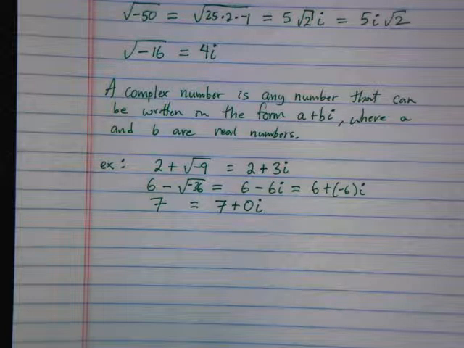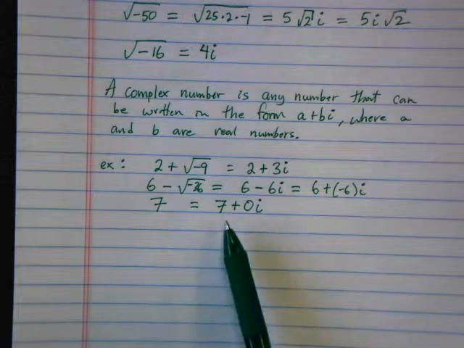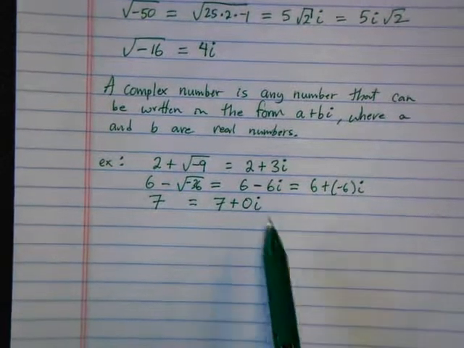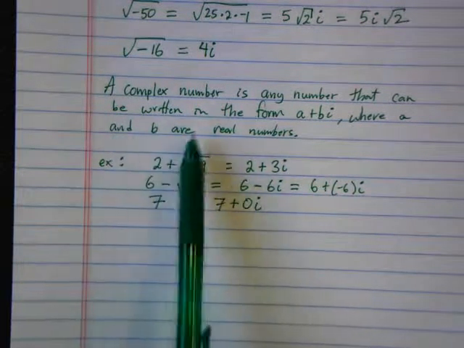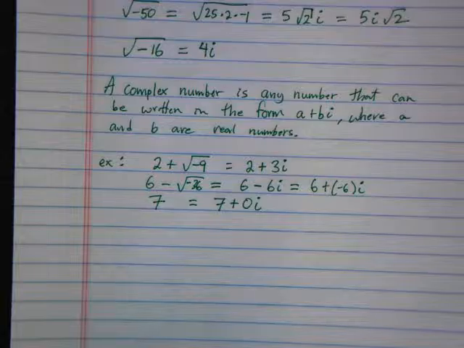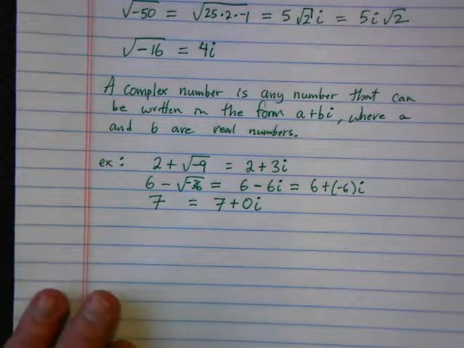So is 7 a complex number? Yes, it is. More importantly, 7 is a real number, but it turns out that 7 is also a complex number. I can write 7 as a plus bi. Nowhere in my rules did it say that b couldn't be the number 0. And b can be the number 0. That's allowed. So all the real numbers are also complex numbers. It's more important that they're real numbers, but they are also complex numbers.